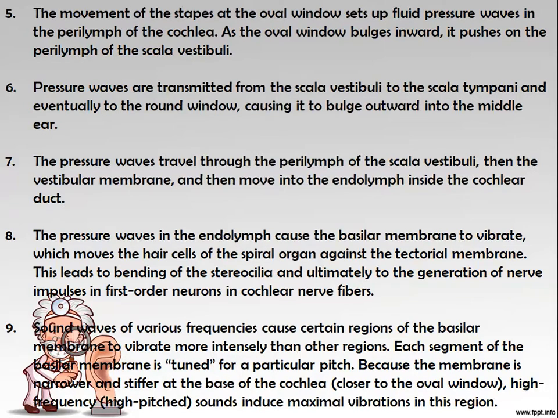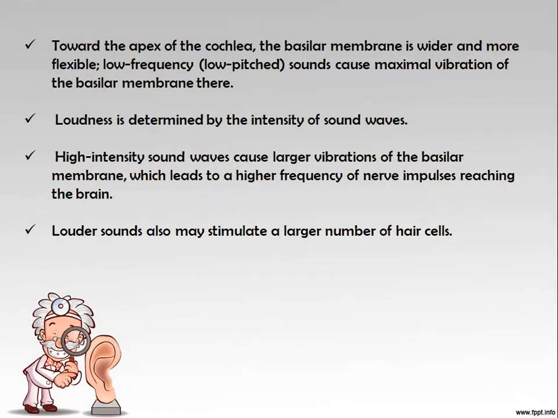Sound waves of various frequencies cause certain regions of the basilar membrane to vibrate more intensively than other regions. Each segment of the basilar membrane is tuned for a particular pitch because the membrane is narrower and stiffer at the base of the cochlea. High frequency sounds induce maximal vibration in this region. Towards the apex of the cochlea, the basilar membrane is wider and more flexible. Low frequency sounds cause maximal vibration of the basilar membrane there.